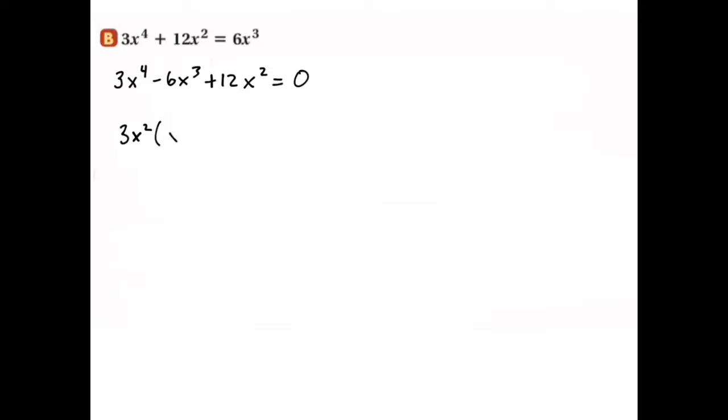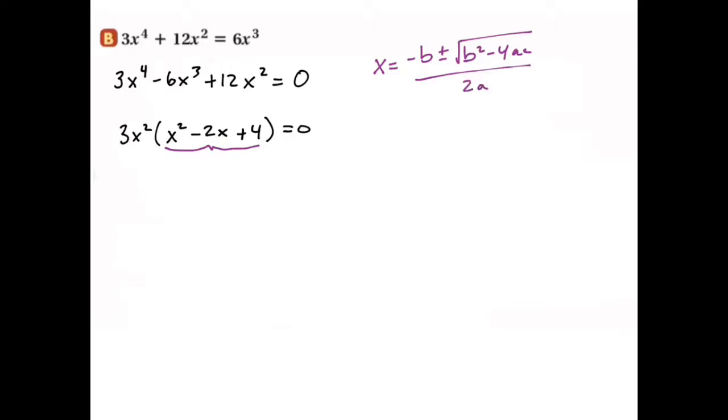That's going to give us x squared minus 2x plus 4. In this case, I would look to factor what's in the parentheses, but there aren't two numbers that multiply to be 4 that add to be negative 2. So I can't factor this. Then I have to resort to a different method of solving, in this case a quadratic. I can use the quadratic formula: negative b plus or minus the square root of b squared minus 4ac, all of this over 2a. And so I'm going to solve this.